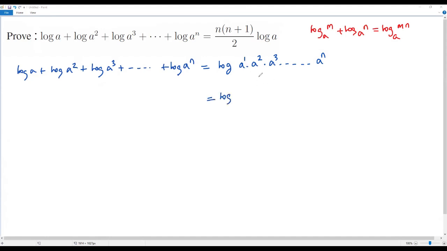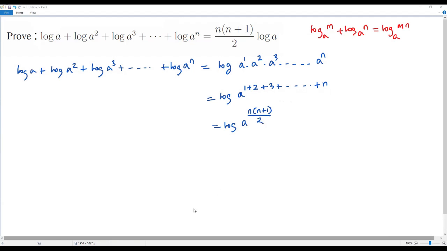Here we multiply powers with the same base a. Whenever we multiply two or more powers with the same base, we take the base once and add the exponents. When I add the exponents, I get 1 + 2 + 3 + and it will keep going up to n. Let me continue: log a to the power of the sum of the first n natural numbers. There is a formula for the sum of the first n natural numbers, that is n(n + 1)/2.